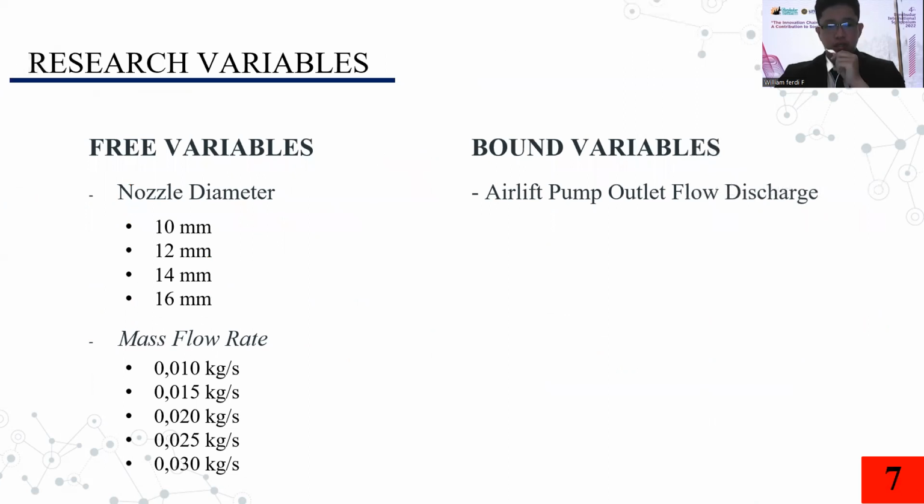Here are the research variables. There are two types of variable. The first one is free variables of nozzle diameters, including 10 millimeters, 12 millimeters, 14 millimeters, and 16 millimeters. And also free variable of mass flow rate, including 0.010 kilogram per second, 0.015 kilogram per second, 0.020 kilogram per second, 0.025 kilogram per second, and 0.030 kilogram per second. The bound variable is the airlift pump outlet flow discharge.